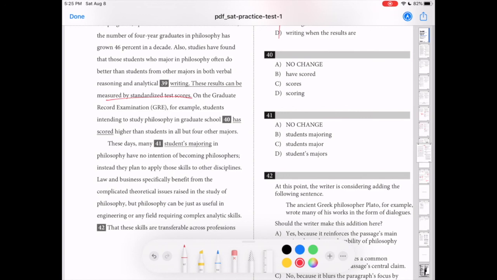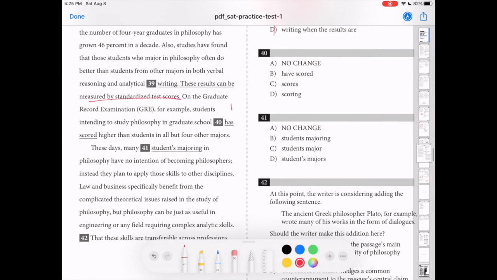A singular noun like Bob would use has. So Bob has 3 apples, or Bob has taken the test. Students have taken the test, because it's plural. So have. Got it? So that's going to make the plural subject verb have be the correct answer here.